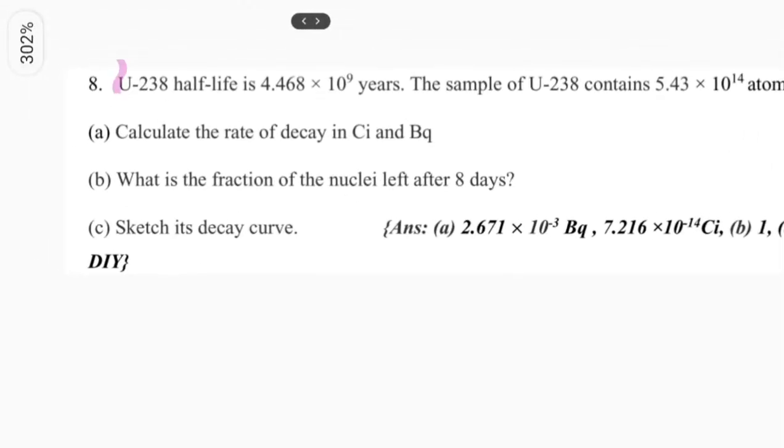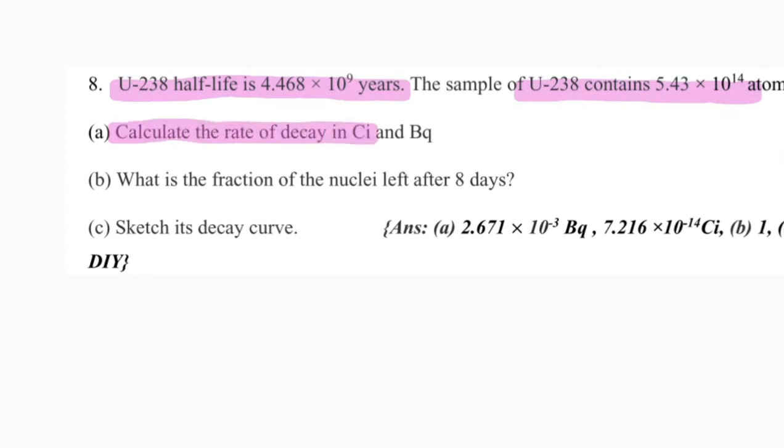So let's discuss this question related to radioactivity. Alright, now this one. We have U-238, and the half-life is given like this in years. And then the sample of uranium-238 contains 5.43 times 10 to the power of 14 atoms. We have to calculate the rate of decay in Curie and Becquerel.